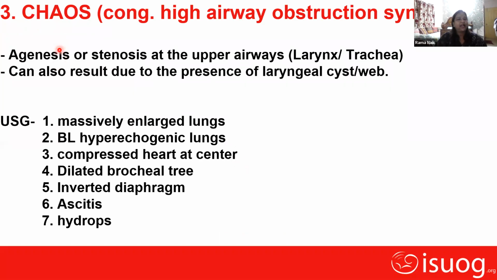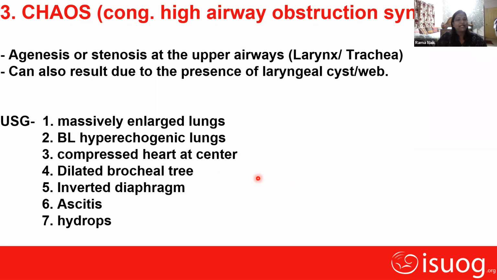Now, congenital high airway obstruction syndrome, or CHAOS. This occurs due to agenesis or stenosis at the upper airway, that is at the trachea or larynx level. It can also result from a web or cyst-like structure in the larynx. The diagnosis is very easy because once you see the picture of CHAOS, you will not forget it lifelong.